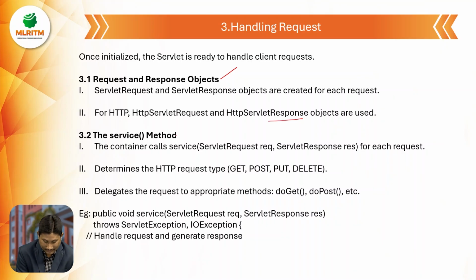The service method. The container calls service for each request. It determines the HTTP request type: doGet, doPost, doPut, and doDelete. It delegates the request to the appropriate methods, doGet, doPut, etc. For example, public void service(ServletRequest, ServletResponse) throws ServletException, IOException. Here goes the code for handling requests and generating responses.